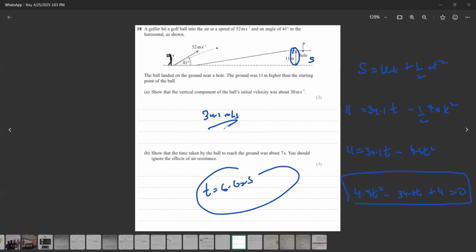So that's how we work out how much time it will take to reach this 11 meter. Is it clear? This one? Whenever you're taking a vertical motion, the acceleration, you will always substitute as minus 9.8.